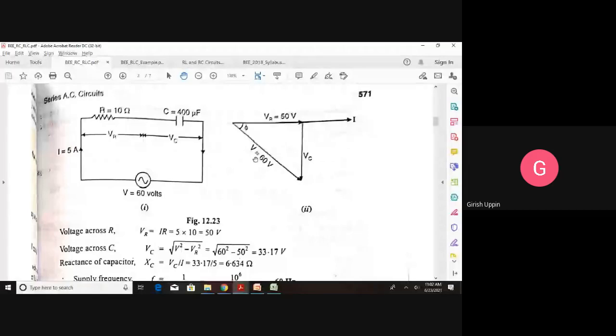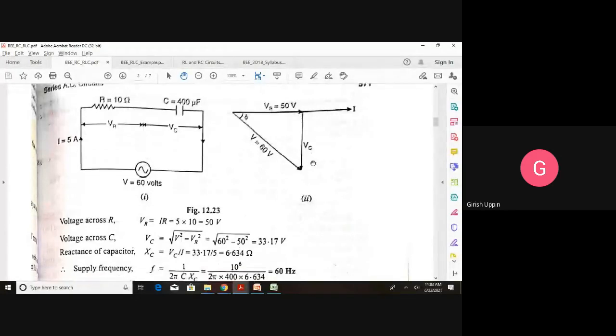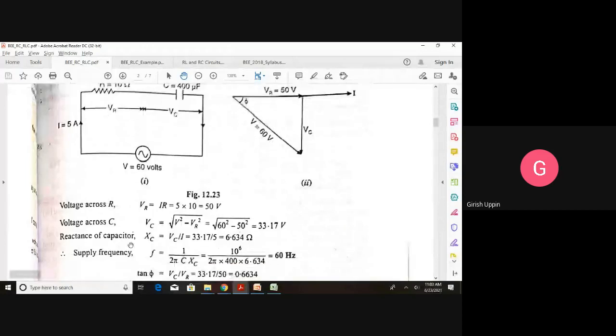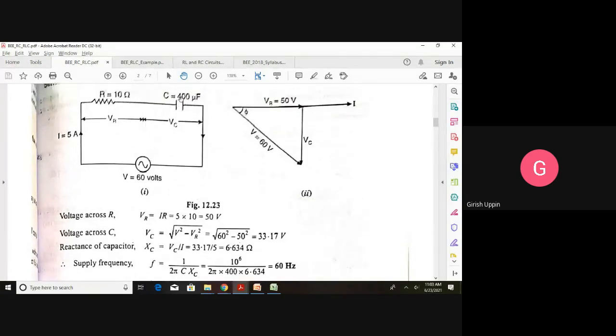Now from this triangle, VR is known and V is known. We can calculate VC as the square root of V square minus VR square. This is just applying the Pythagoras theorem. It is equal to the square root of 60 square minus 50 square. We get VC as 33.17.